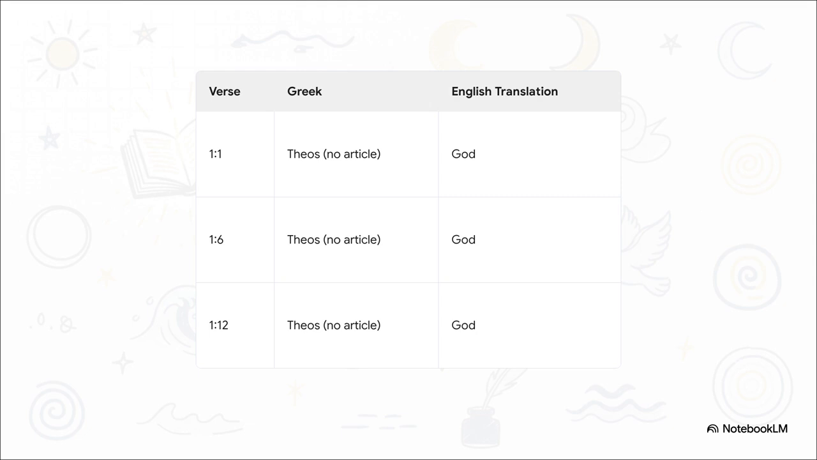There's a massive debate around verse 1 regarding the Word's identity. Some groups, like the Jehovah's Witnesses, translate verse 1 to say "the Word was a god." They point out that the Greek word theos is missing a definite article there. However, other scholars point right back to verses 6 and 12, where theos is also missing the article, but is consistently translated simply as God. It's just a prime example of how deep dives into ancient Greek grammar continue to fuel major theological divides today.